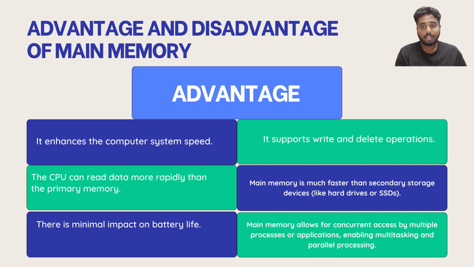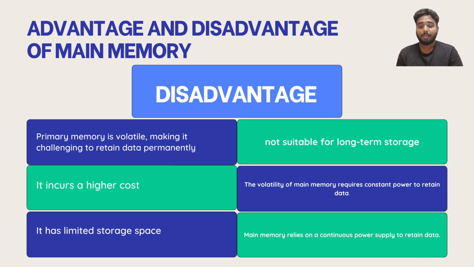So as for the last part, we are going to talk about the disadvantages of main memory. Primarily, main memory is volatile, making it challenging to retain the data permanently. It is also not suited for long-term storage. It incurs a higher cost. The volatility of main memory requires constant power to retain data. Also, the main memory has a limited storage space. The main memory relies on a continuous power supply to retain the data. So that is all for my part.